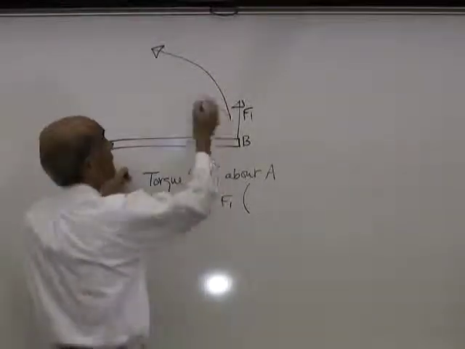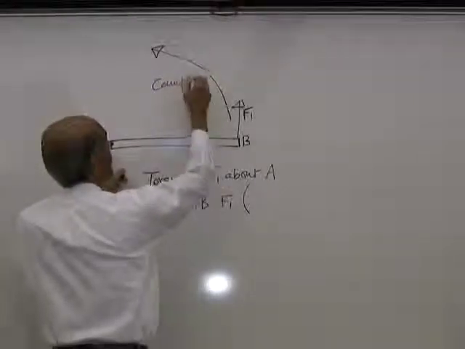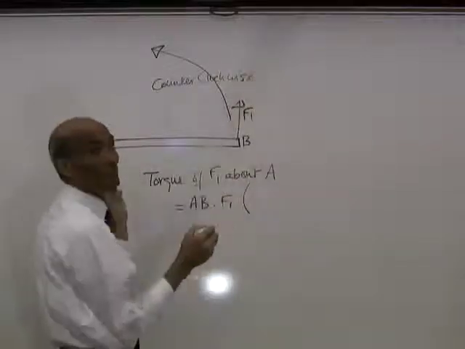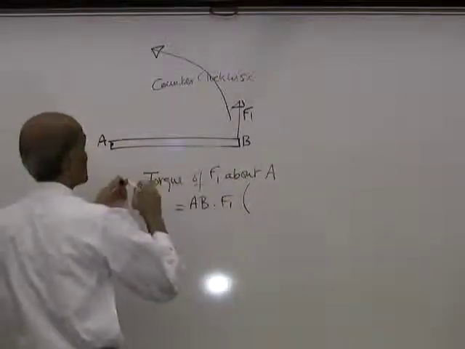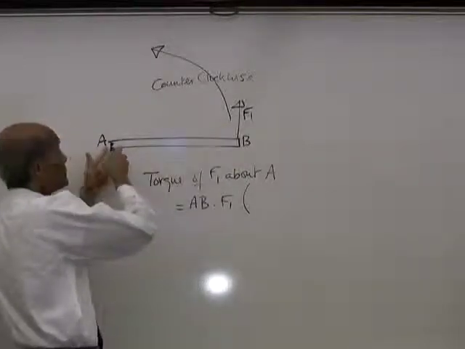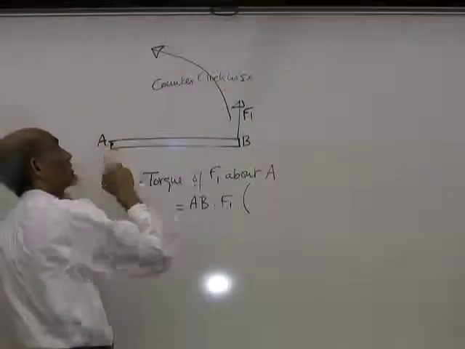What kind of a direction is this? This is counterclockwise. Counterclockwise. Alright? So we say this force F1 produces a counterclockwise torque about the point A.